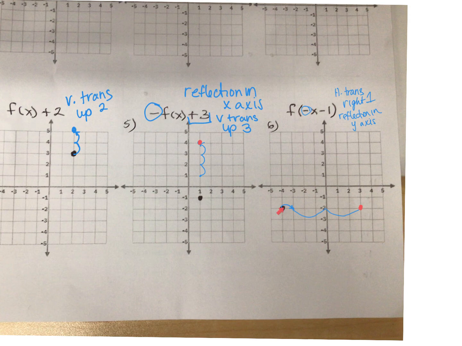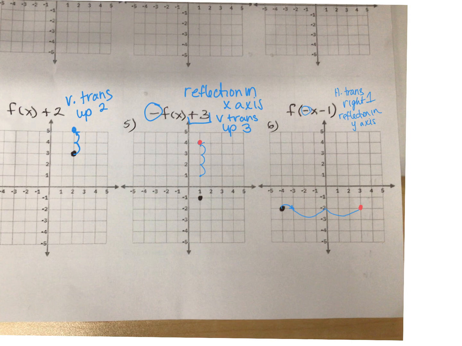Now, what happens if I did it the other way around? If I reflect it first in the y-axis, I go from -4 to +4. And then if I go right 1, I'm at +5, not the same point. Right? So the order is really important.